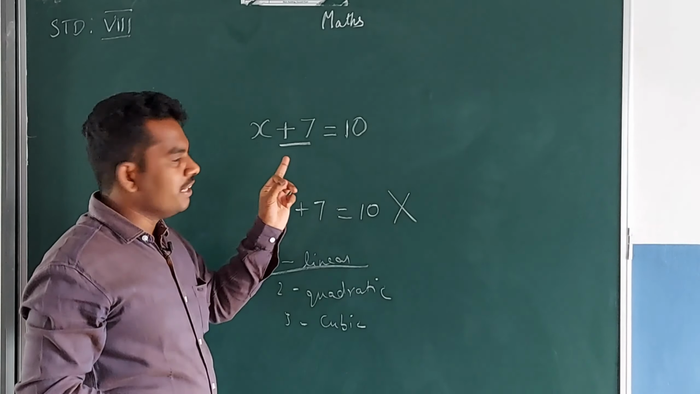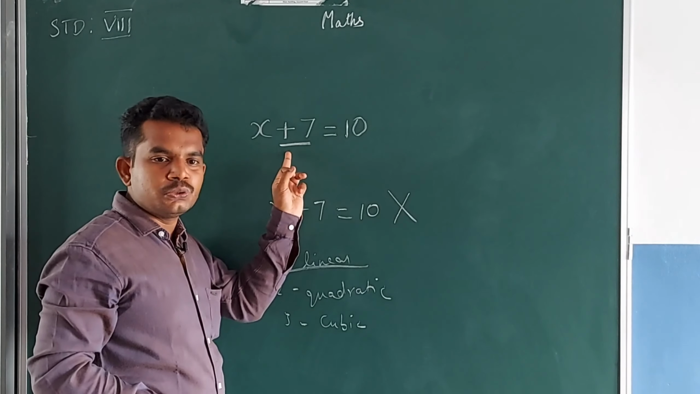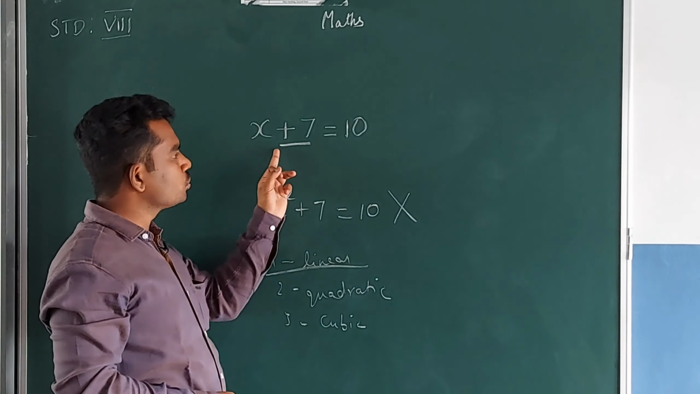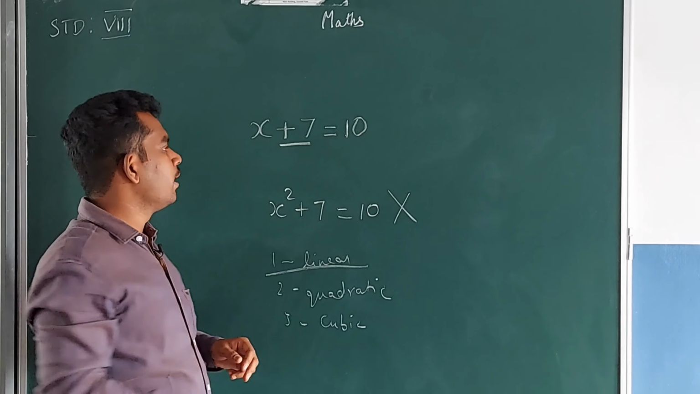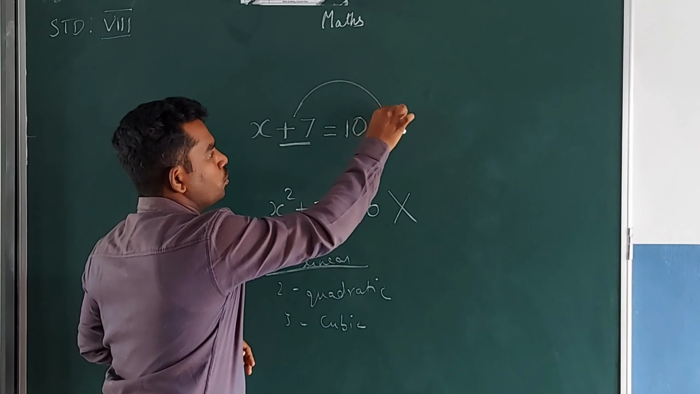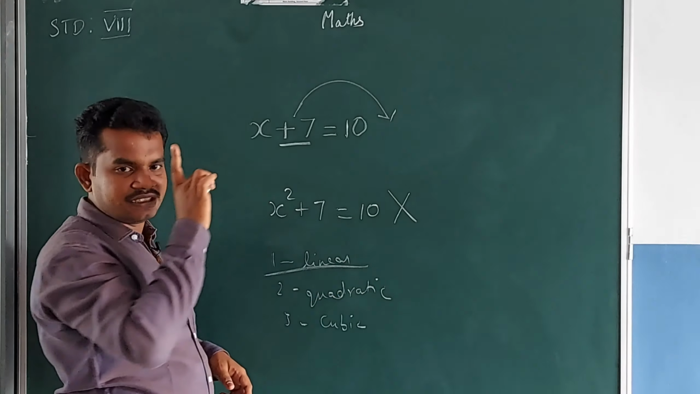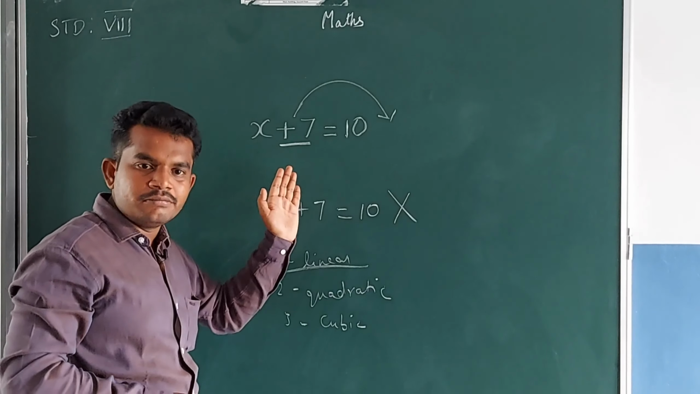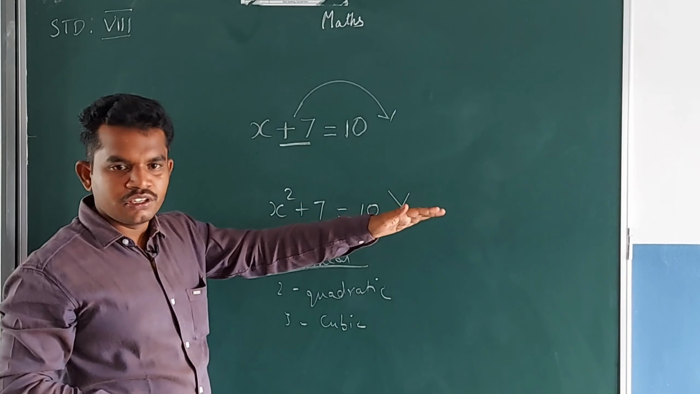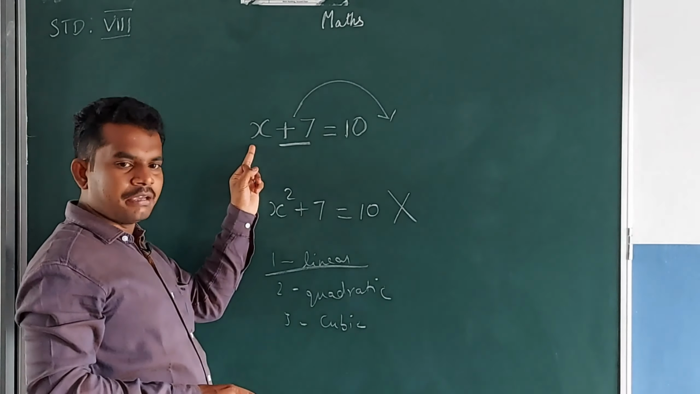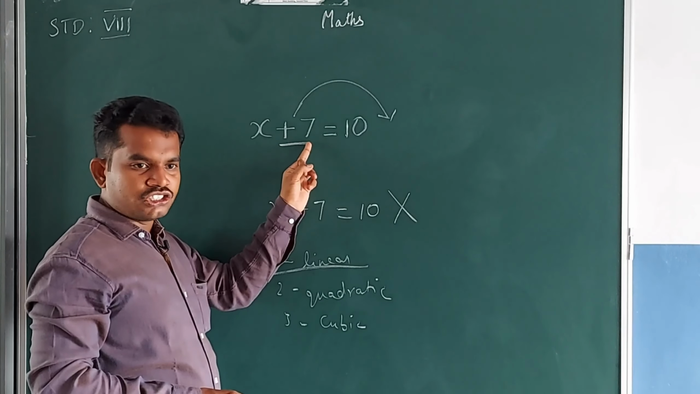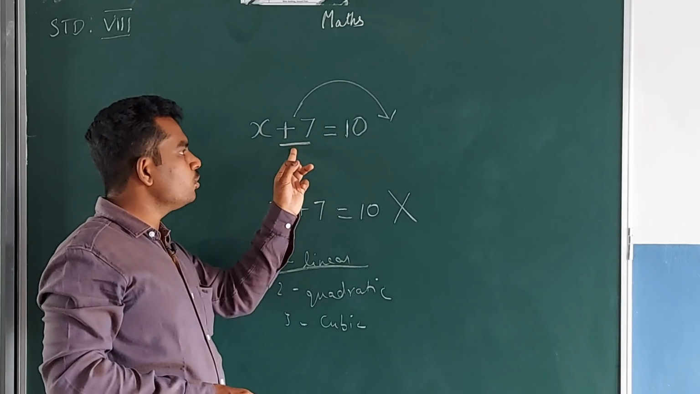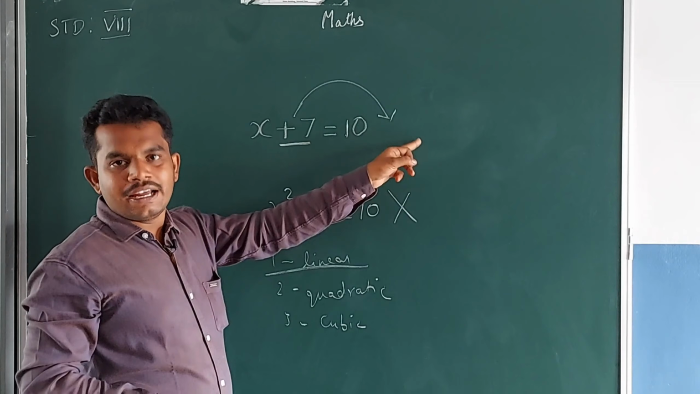Remove that, that means the plus 7 goes to the right side. This is the first step. You will send the like terms to the like terms. This is a variable term, this is a constant term. So, it is unlike terms. So, it goes to like terms.